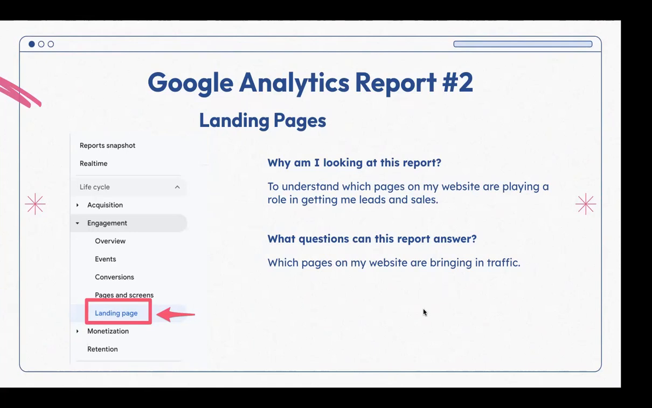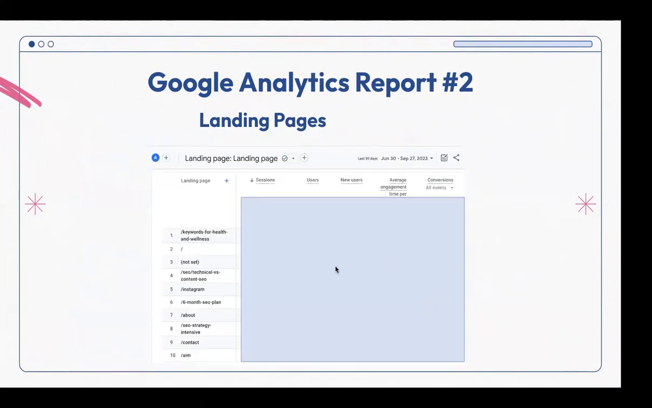All right, so again, I'm doing a little bit of hide and seek here. The first column is the actual page. In my case, I have a guide that has been very successful for me. It's a keywords for health and wellness guide. It goes quite in depth on how to research and use keywords for health and wellness sites. It can actually be used for anybody, but it's niched down. So that one is doing well.